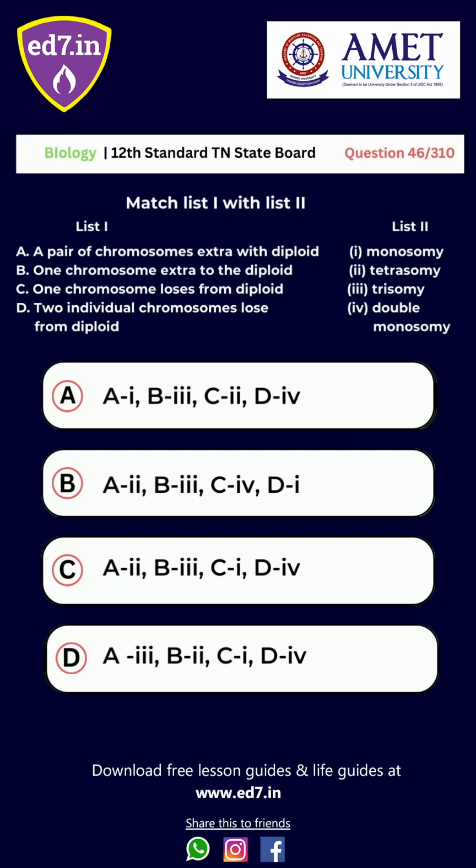And the options are option A. A1, B3, C2, D4. B. A2, B3, C4, D1. C. A2, B3, C1, D4. D. A3, B2, C1, D4. And the right answer for this question is option C. A2, B3, C1, D4.